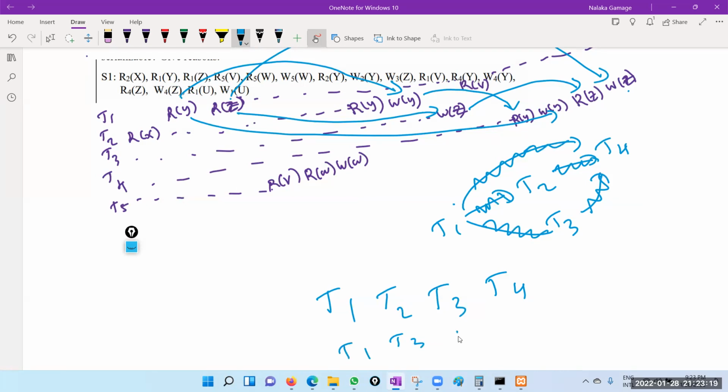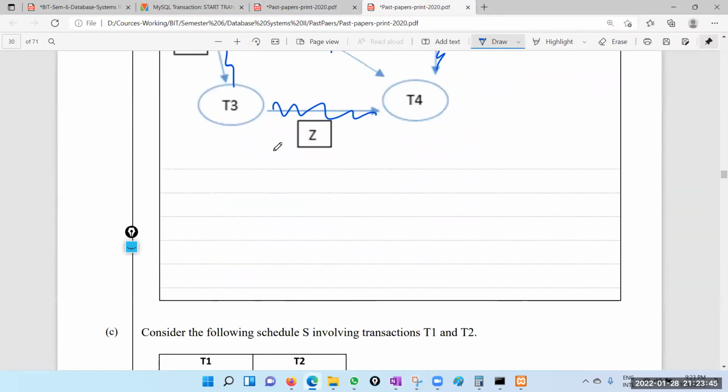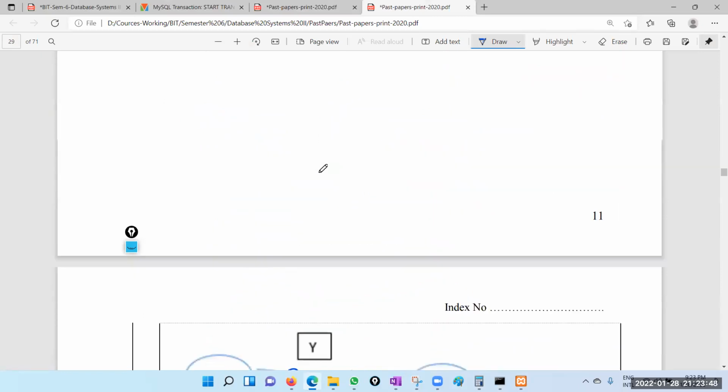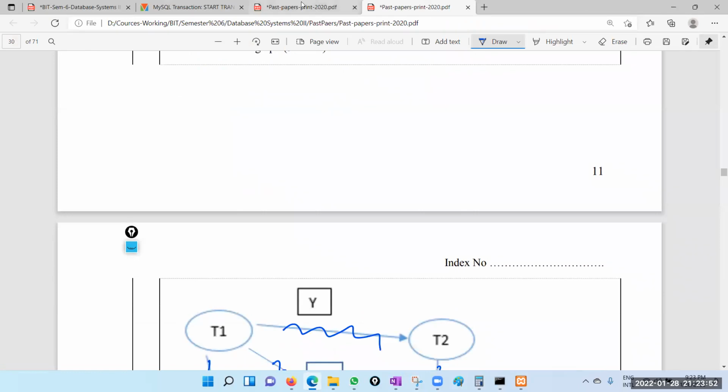T1 T3 T2 T4 and T1 T2 T3 T4, both are equivalent to the given schedule. So therefore this schedule is equivalent to either this serial schedule or this serial schedule, because these two serial schedules are again equal. Okay. So therefore yes. Any questions? මෙතන serial schedule එක අහලා නැහැ, ඕන serial schedule එකක් කිව්වා. හරි. So full marks you can take without any issue.